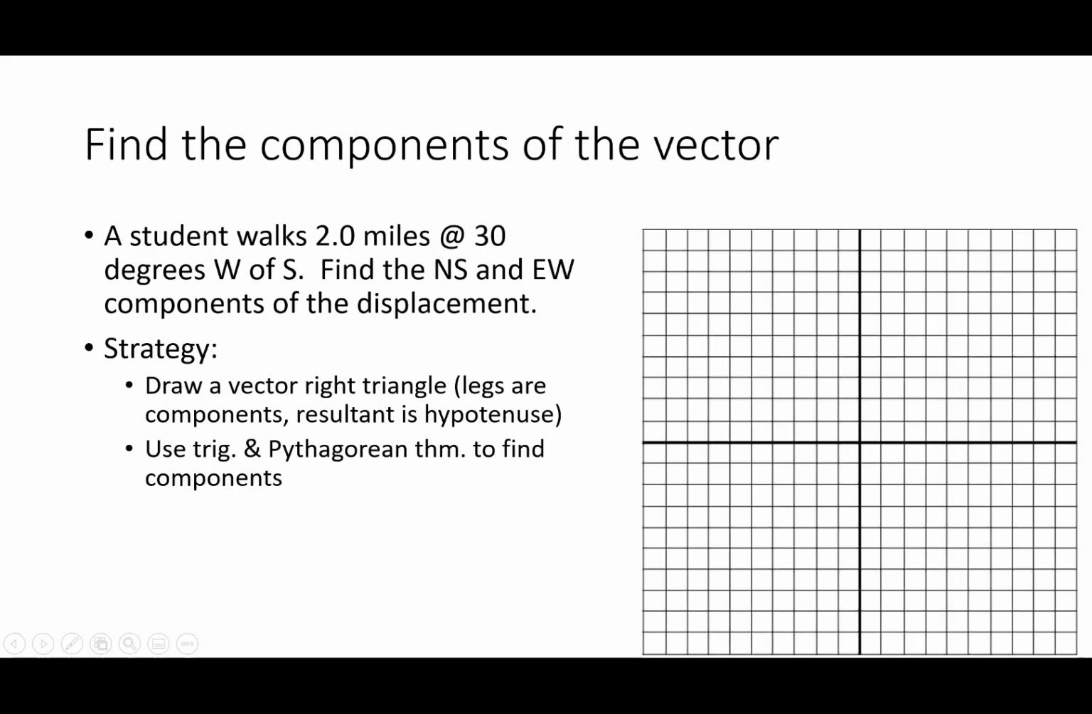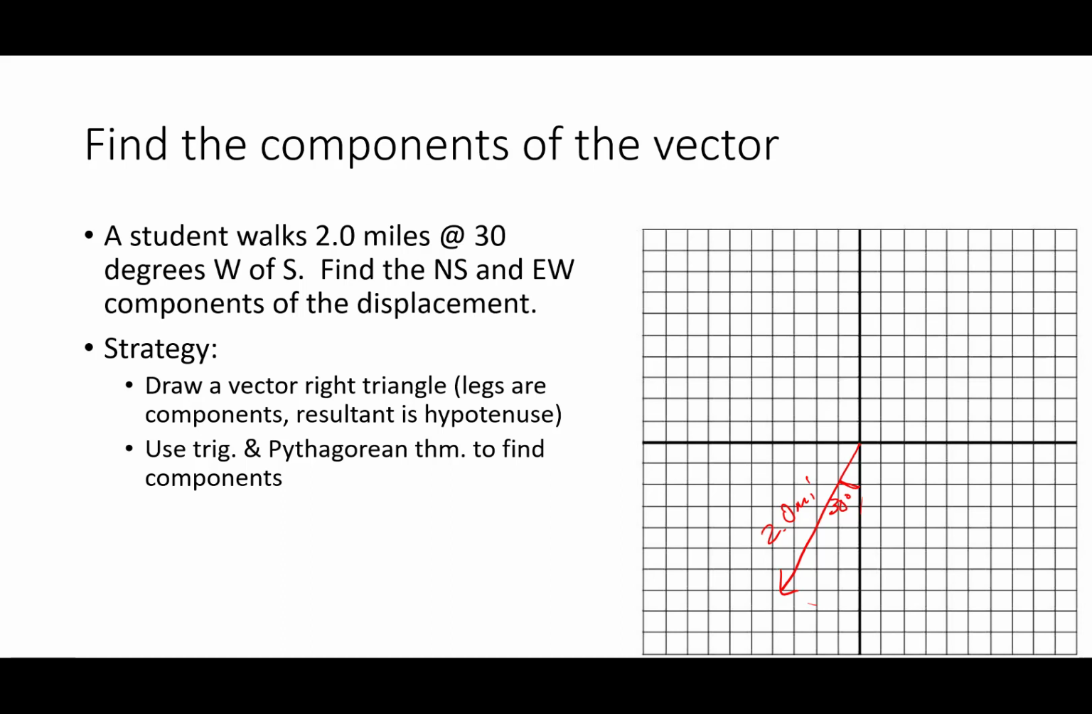So let's actually find some vector components using trig. A student walks 2 miles at 30 degrees west of south. Find the north-south and east-west components of the displacement. So I'm going to sketch out my vector. It's about 2.0 miles, and it's at 30 degrees west of south, which means if we start south, we rotate our resultant to the west to get it. So this angle's 30 degrees.